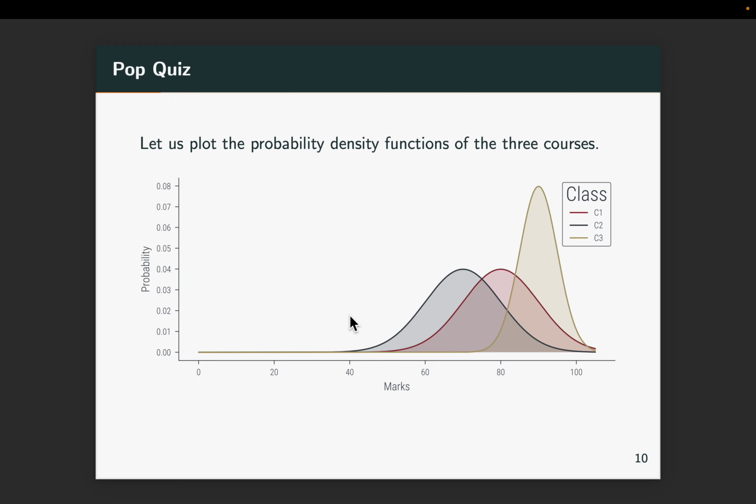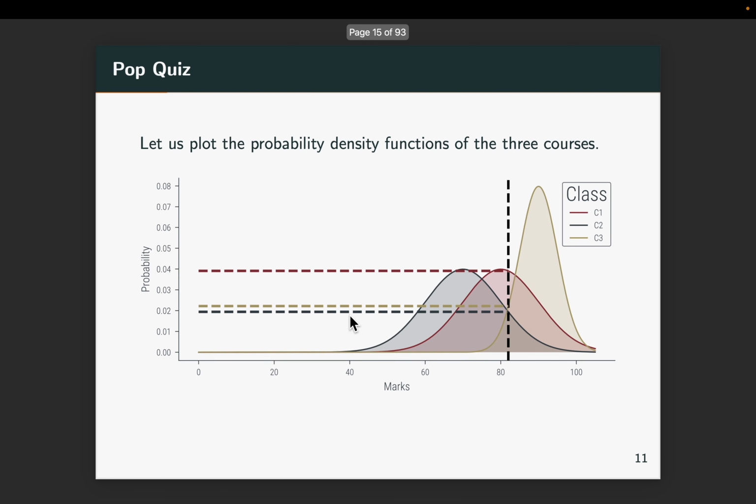It is to firstly draw the PDFs. Right? We have the PDFs for the 3 classes C1, C2, C3. You now look at the observation which you have, which in our case is 82. You draw a vertical line at 82, and then you compare the probabilities. Right? This is a simple case because we have a single observation.